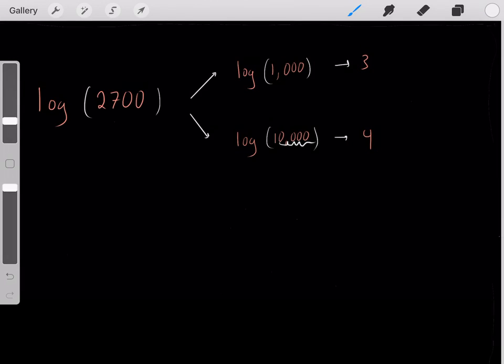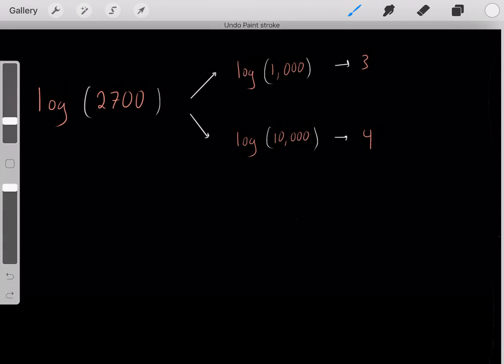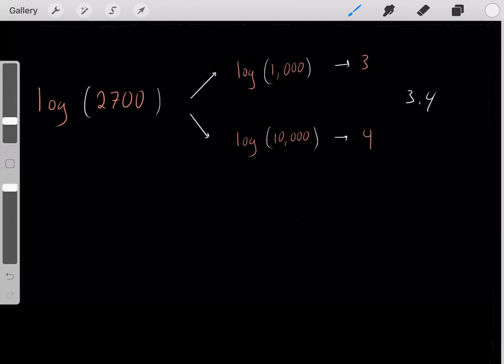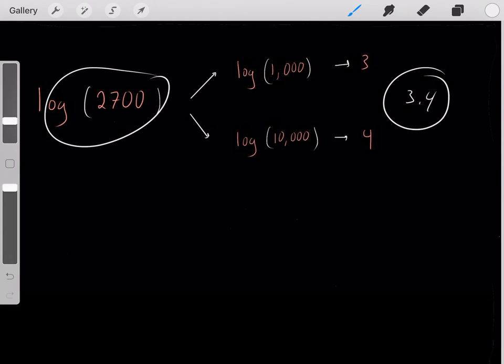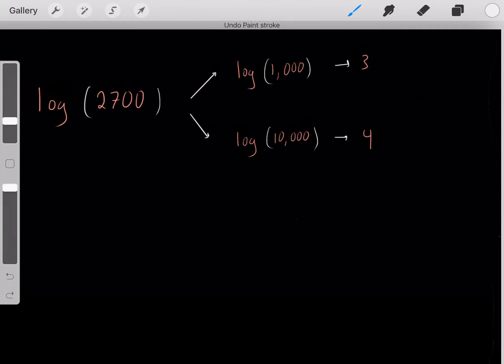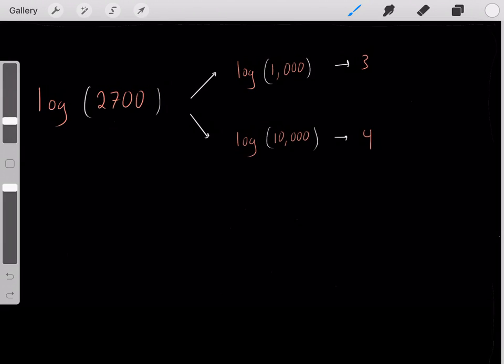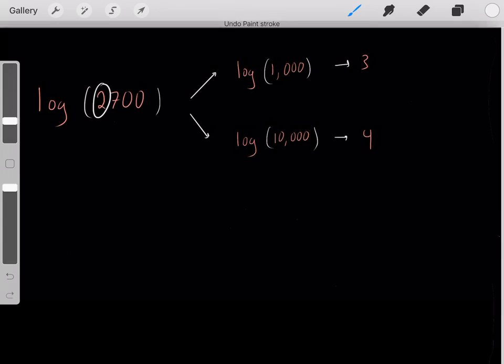We again count the magnitudes. So we know this is equal to something between 3 and 4. And really the answer, I believe, is 3.4. But the point is, when you have something like this, just focus on that first digit. Everything else, just turn into a 0. Don't worry about all these other digits.